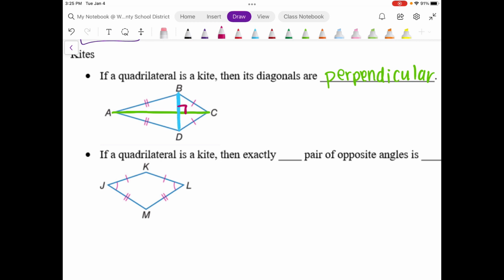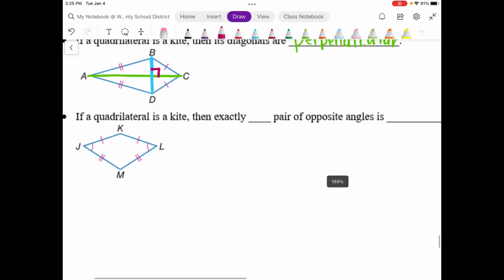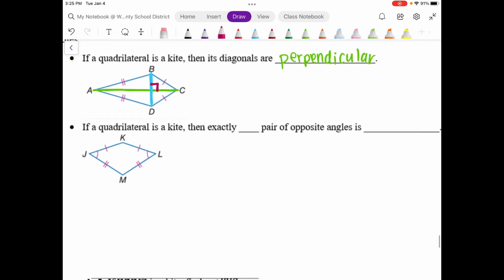Notice how this is creating a 90-degree angle. That's why they are perpendicular. That's what perpendicular means. Next one, if a quadrilateral is a kite, then exactly one pair of opposite angles is congruent, only one.